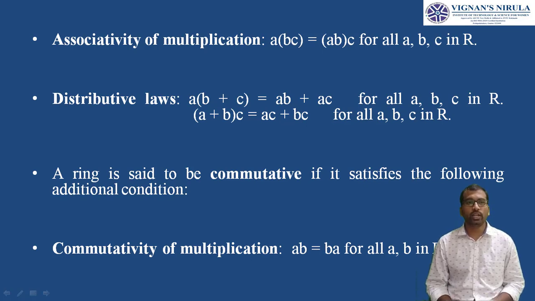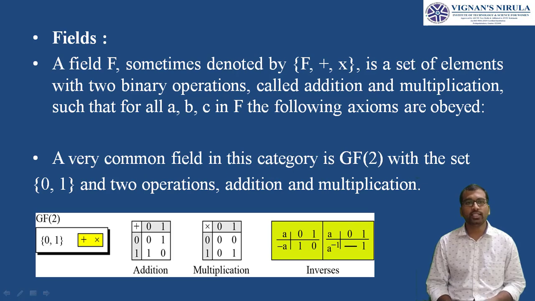The next one is field. A field is a ring in which the elements other than the identity element for addition, under the multiplication operator, also form a group. A field F is sometimes denoted by F, +, ×, where × means multiplication. It is a set of elements with two binary operations, called addition and multiplication, such that for all A, B, C in F the following properties are obeyed.